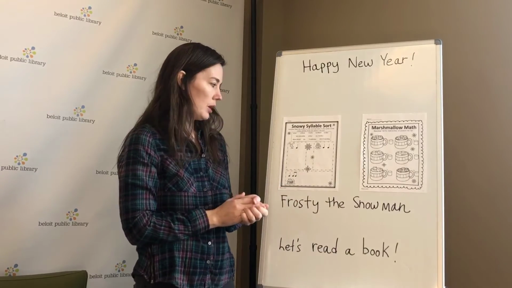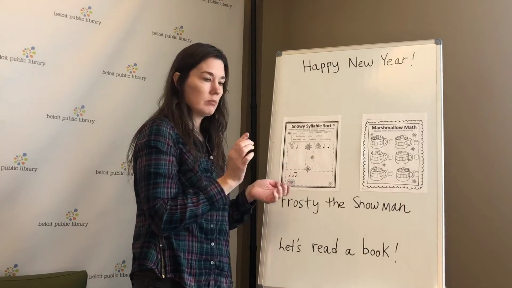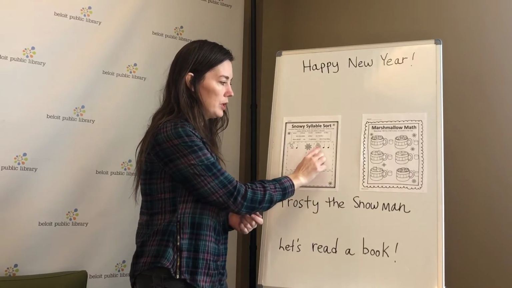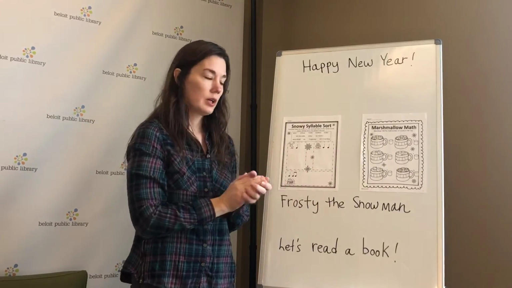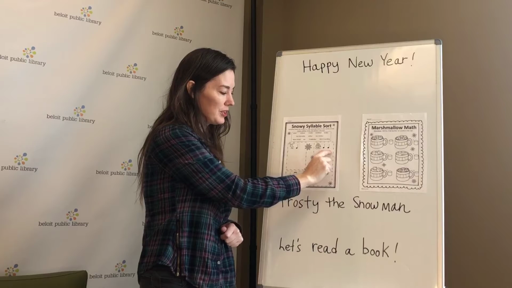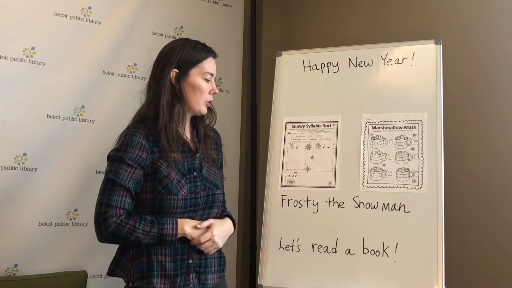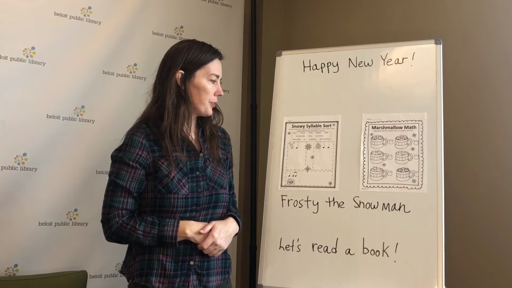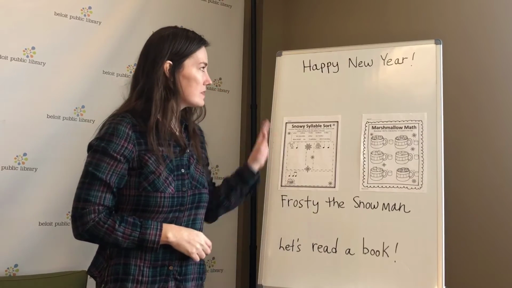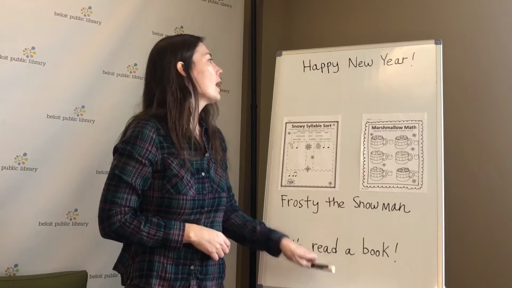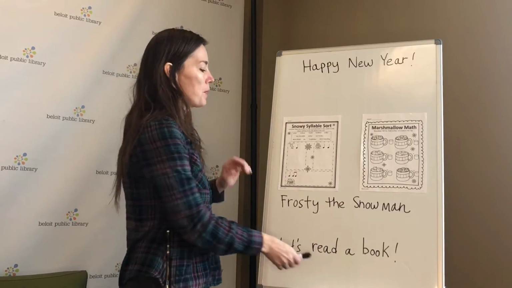So for an example, why don't we use the word winter? Winter. Would that go here with the 1 beat? No. Would it go here with the 2 beats? Winter. Yes, it would. So you write winter in this box. And you can have fun with the rest of those words and figuring out how many syllables are in each word.